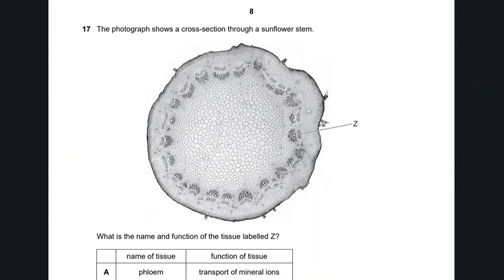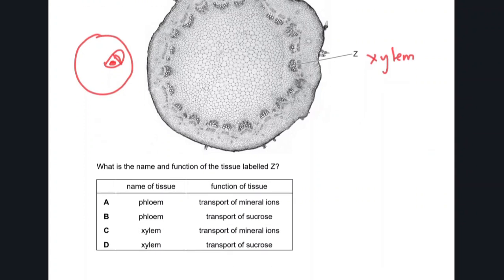Here we have the structure in a transverse section of the sunflower, and you can see this is a stem. So when you look at the stem, the phloem is outside and the xylem on the inner side. So Z is the xylem, and the cells are larger in size as compared to the phloem, and their function is transport of minerals and water.